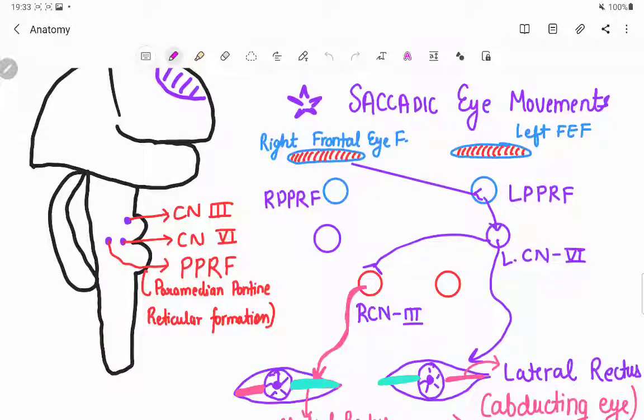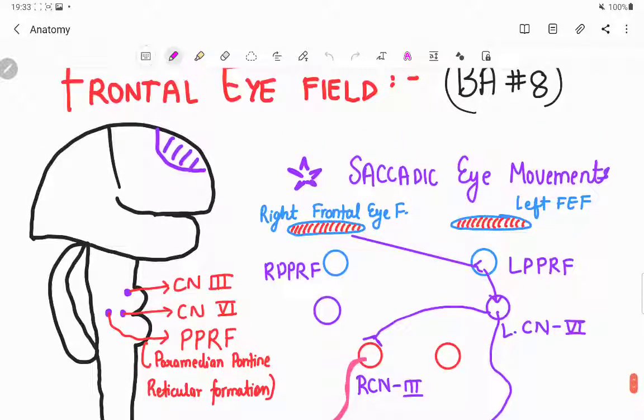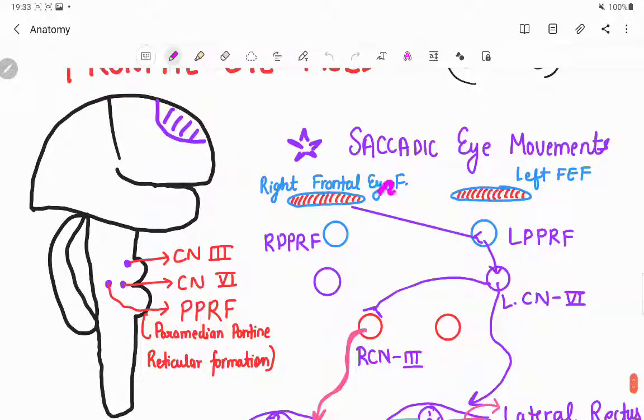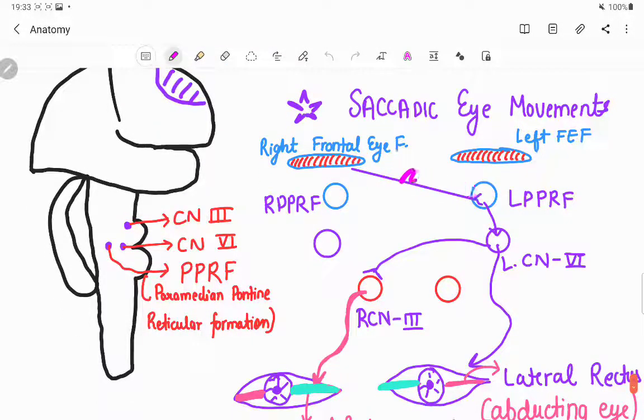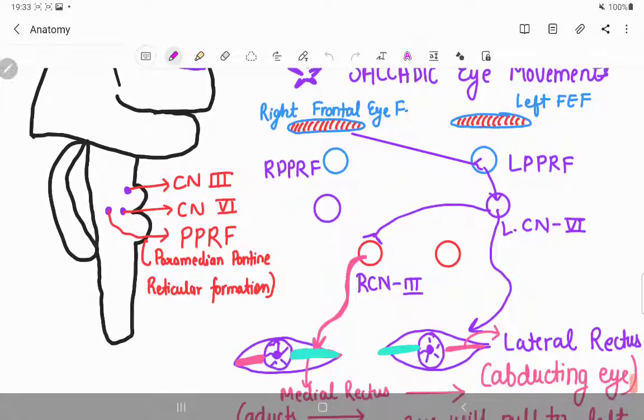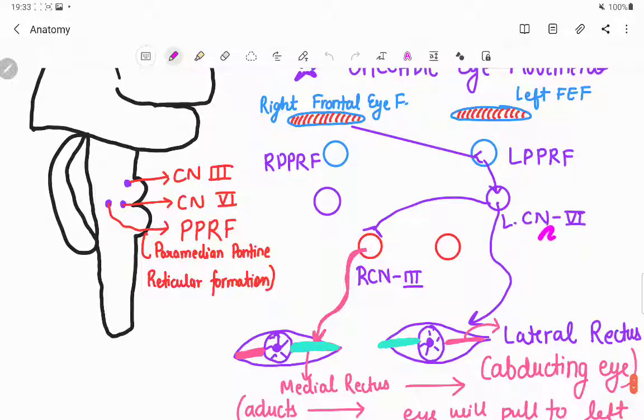This is the right frontal eye field, this is the left frontal eye field. The right frontal eye field supplies the left PPRF, and the left frontal eye field similarly supplies the right PPRF. All right. So now let us look only at this one. The right frontal eye field is supplying the left PPRF, which in turn supplies the left cranial nerve 6. As we already talked, it supplies the cranial nerve 6. All right. So left PPRF supplies left cranial nerve 6, and this left cranial nerve 6 supplies the lateral rectus of the left eye and the medial rectus of the right eye.